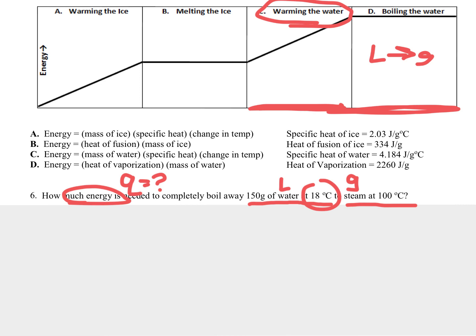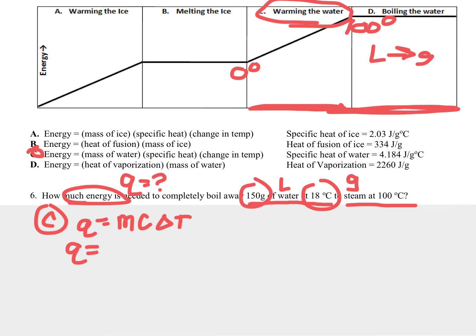So if we know our temperatures really quick, 0 degrees, water starts melting, and 100 degrees, water starts boiling. That might help us out a little bit, but it does look like we're going to be using boxes C and D. So let's start with C. Of course, C right here, we know we're going to be using the equation Q equals mC delta T. That means then that Q is going to be equal to, we know there's 150 grams of water. Our specific heat we're going to be using, it's given to us in the water heating curve worksheet. So it's going to be 4.184.